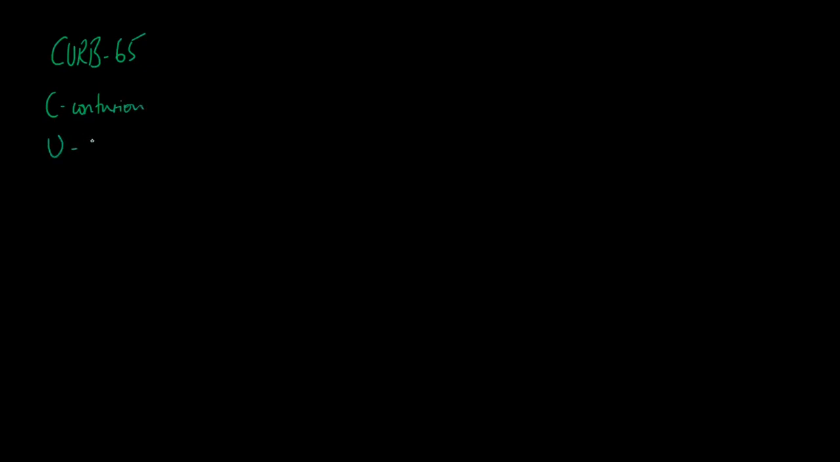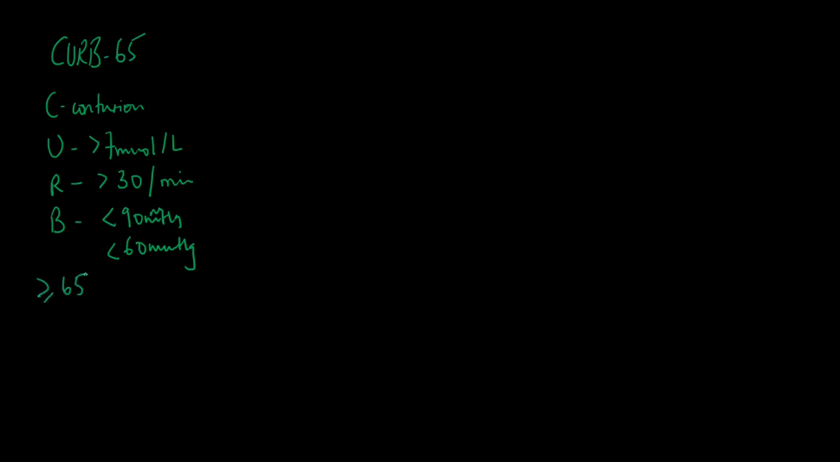U is for a value of urea greater than 7 millimoles per liter. R stands for respiratory rate, if you've got a tachypnea greater than 30 per minute. B stands for blood pressure, a systolic of less than 90 millimeters of mercury, or a diastolic of less than 60. You score a point for all of this, and if your patient is equal to or greater than 65 years of age, you get another point, okay?